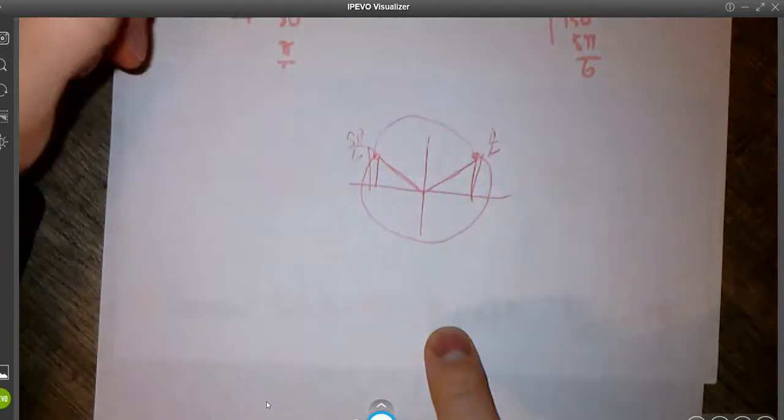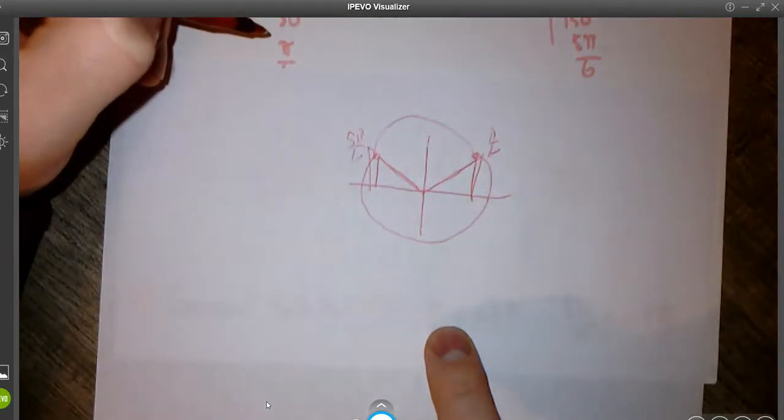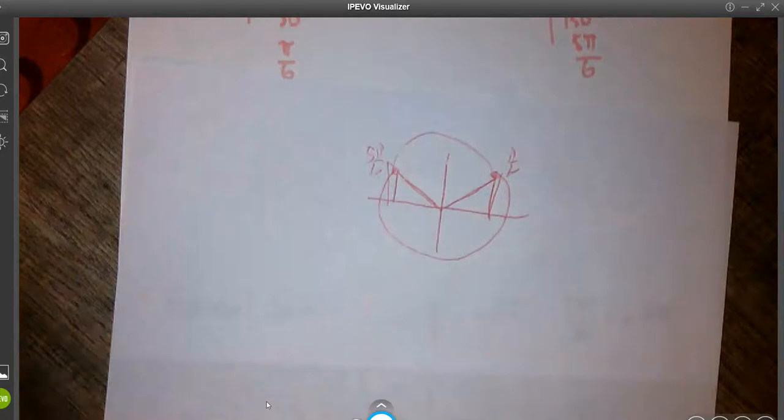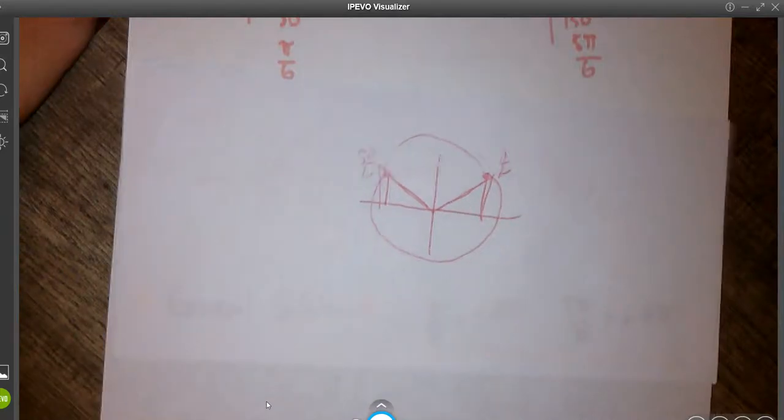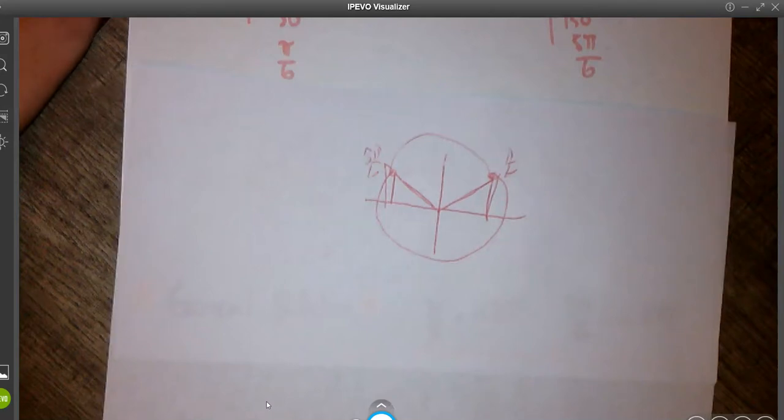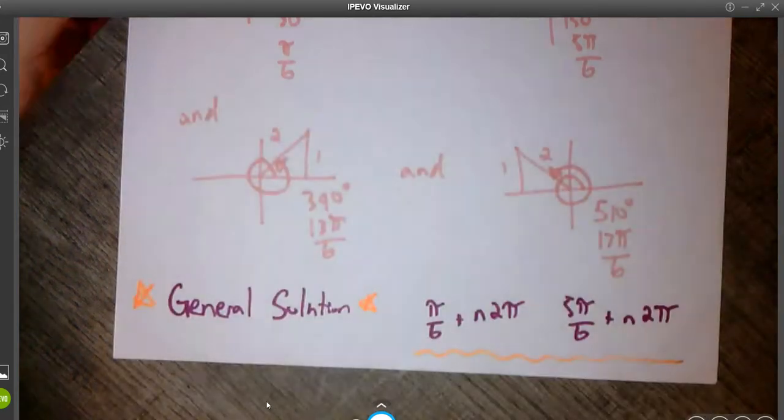But what you're going to see in this next example is sometimes there's symmetry involved, and we can write these answers neater, with a little more detail, without having to write all the answers out. More efficiently, I guess is the word I want. Okay, so let's try the next example. We're at 8 minutes.